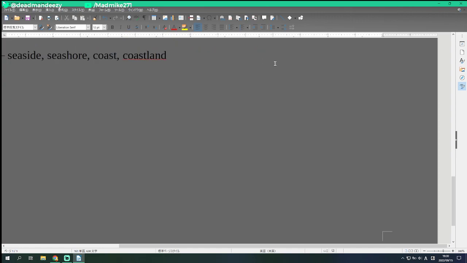A seaside, seashore, coast, or coastland finally was umizoi. Umi on the left side for a sea, and zoi on the right side for to follow along with. Umizoi is a coastland or seashore.